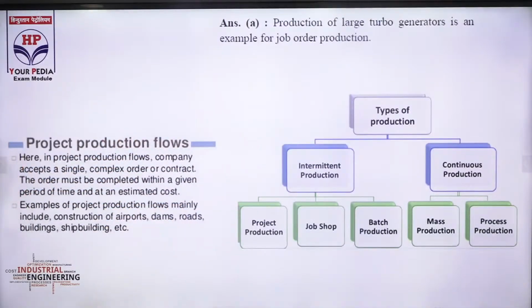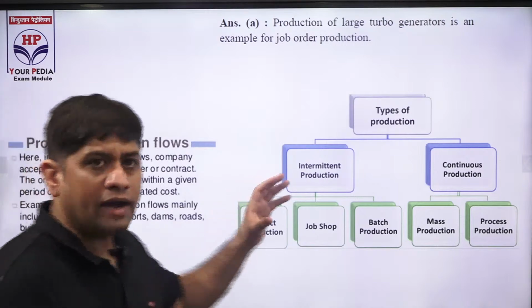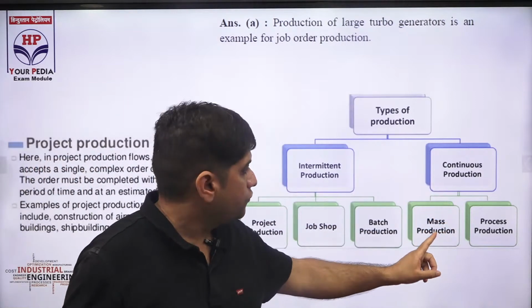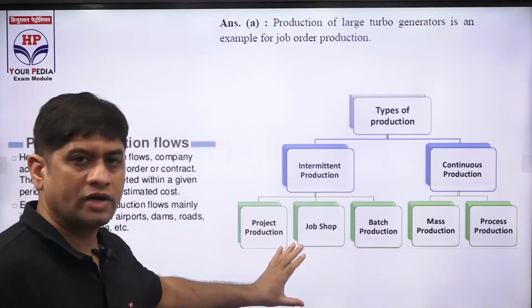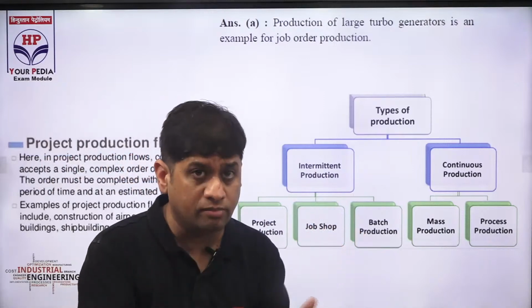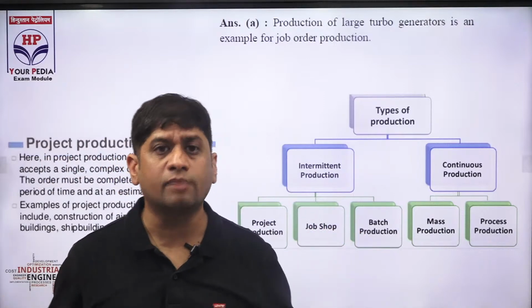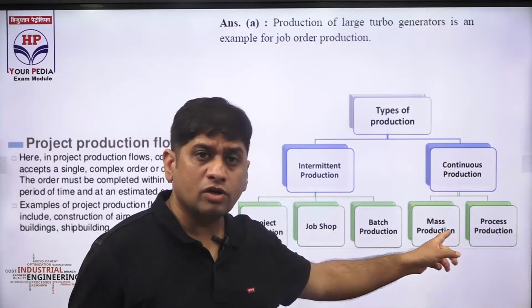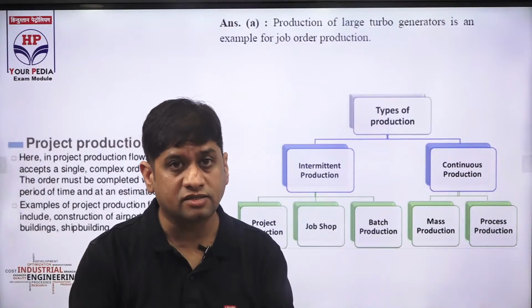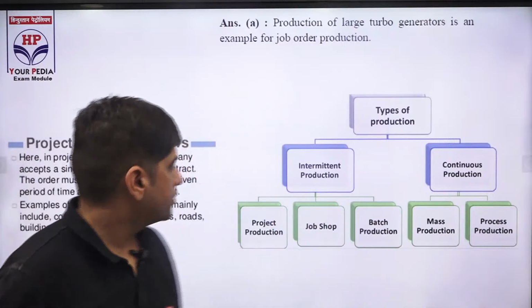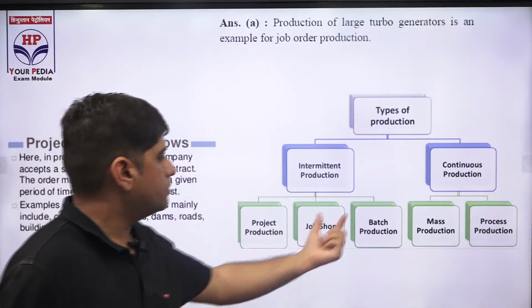And now, the type of production system is a very important thing. This is an important industrial engineering topic. You have two kinds of production. One is continuous production, which is basically mass production and process production, and then there is intermittent production. Intermittent means as the demand comes, I will start producing. In continuous production there is always a demand. I mean, demand is more, supply is less. So that is called continuous production. Then intermittent: project, job, batch production.